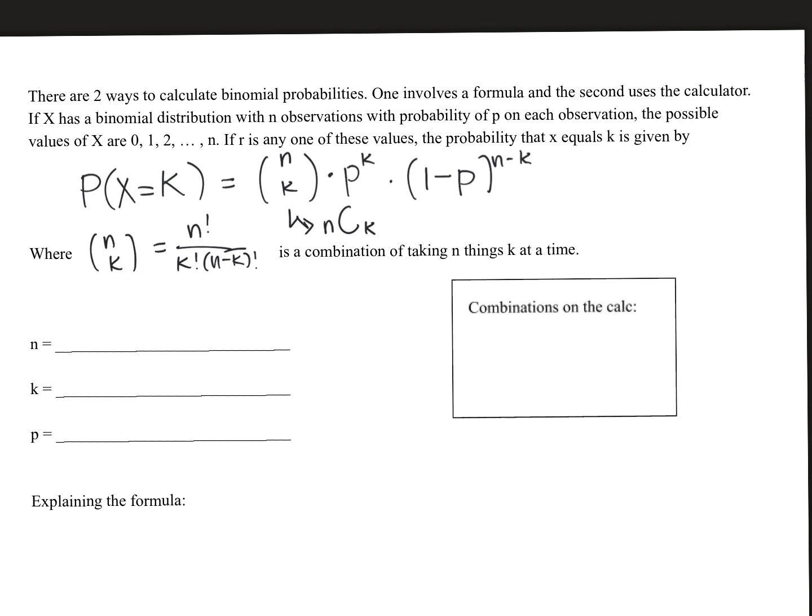So n and p are the same as they were before, but now we're adding in k, where k is our number of successes. Sorry, n is still our number of trials, but k is now our number of successes, and p is our probability of success. So there is a way to do this on your calculator.